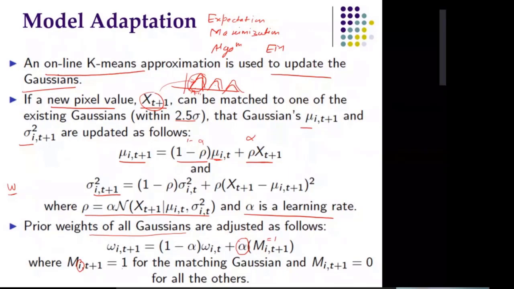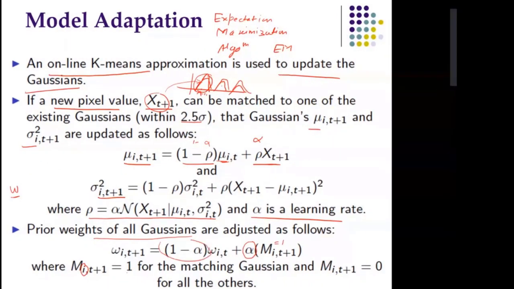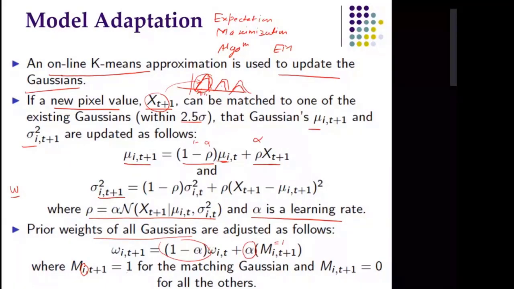Alpha will be some non-zero value, as we said, the learning rate. All other weights will get reduced by a factor of 1 minus alpha, because we are increasing one of the Gaussians by a factor of alpha. That means the total of 1 minus alpha has to be reduced from the remaining weights, and we distribute it. So we reduce each weight by a factor of 1 minus alpha. Overall, the total sum will remain 1. I hope this is clear for everyone.